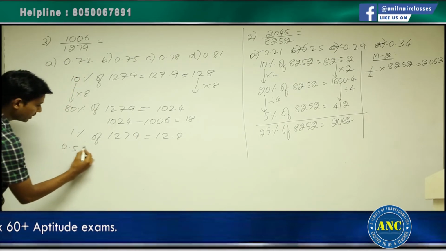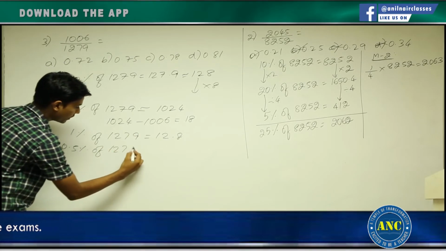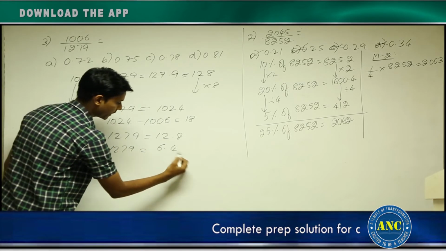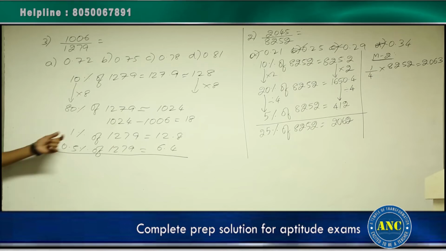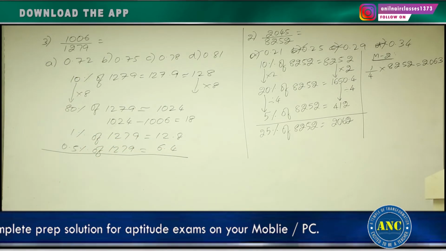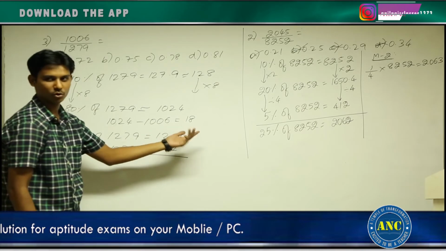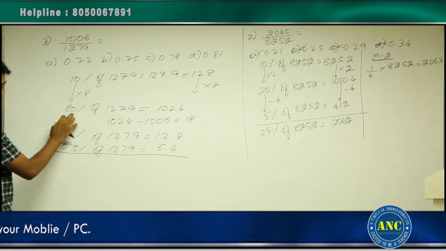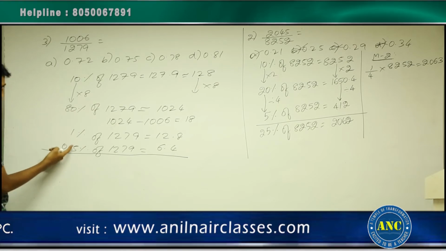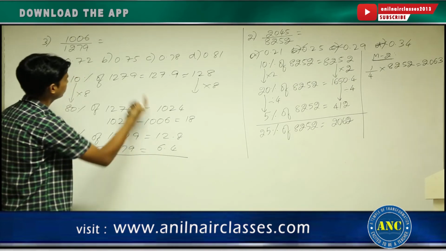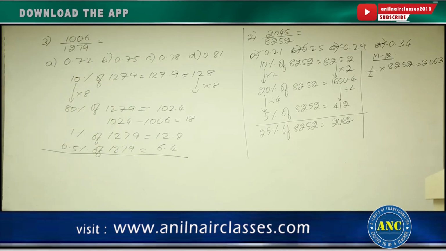What is 0.5% of 1279? 0.5% is nothing but half of this value. This is nothing but 6.4. That means what is the sum of 12.8 and 6.4? Approximately 19, or I require 18. Both are approximate values. That means from 80%, I need to subtract 1.5%. Or in other words, from 1024, I need to subtract 19. Then only I will get 1006.